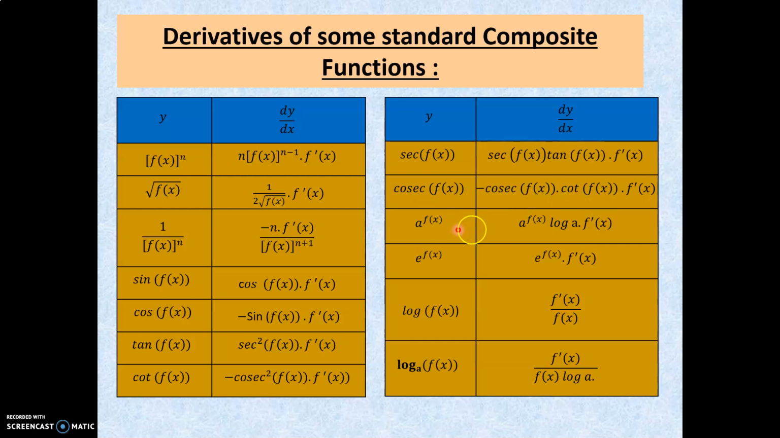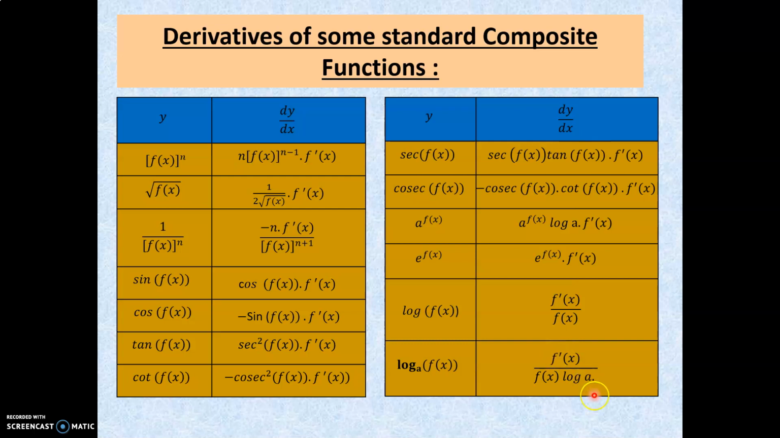a raised to f of x is a raised to f of x into log a into f dash x. e raised to f of x is e raised to f of x into f dash x. Log f of x is 1 upon f of x into f dash x. That you can write like this. Log f of x to the base a can be written as 1 upon f of x into log a into f dash x.